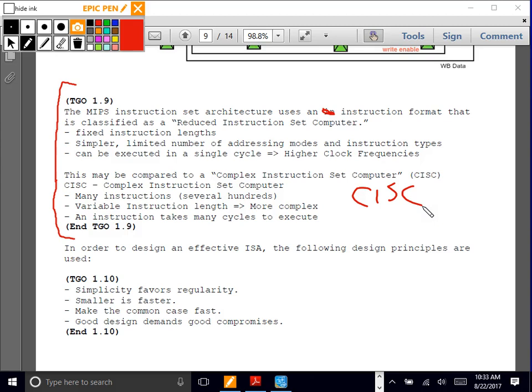Whereas with complex, you can make them have several arithmetic logic units. And if you ever take an advanced computer architecture course, you can learn about something called Tomasulo's algorithm, which actually uses pipelining in a complex instruction set computer to significantly reduce the execution time, which significantly improves performance while using several different ALUs. So as I alluded to earlier, there's variable instruction length, which makes them more complex. An instruction may take several cycles to execute just because of the nature of the specific instruction.